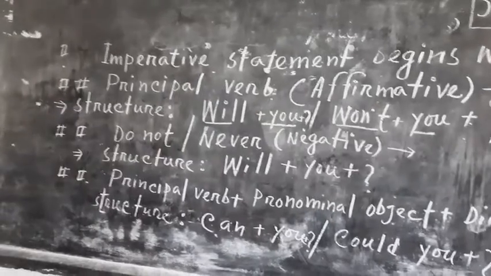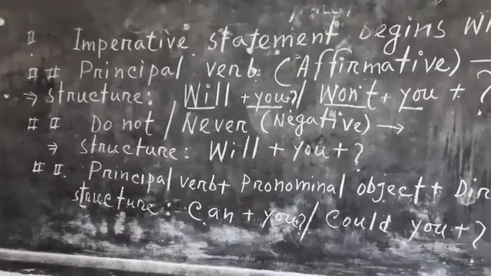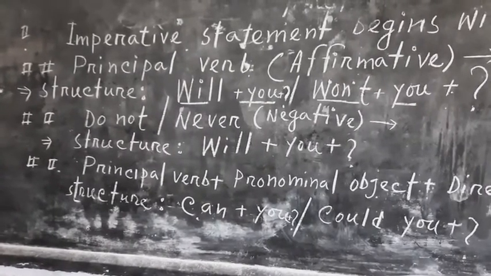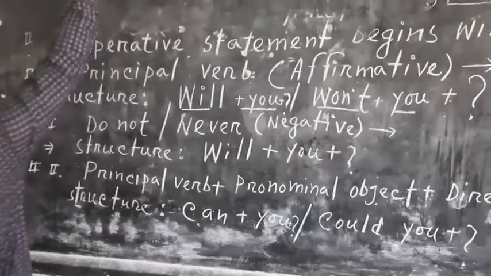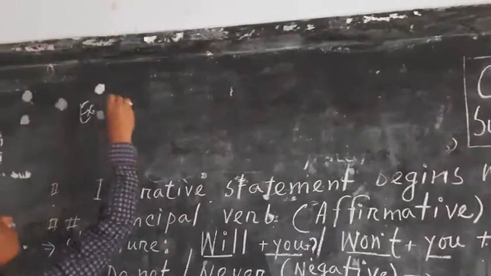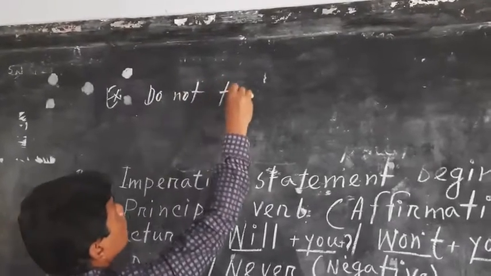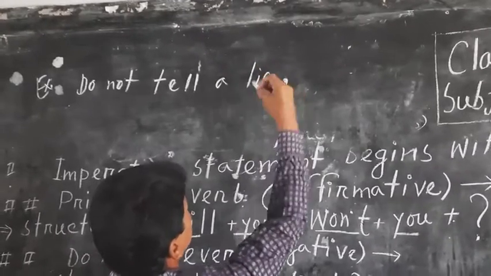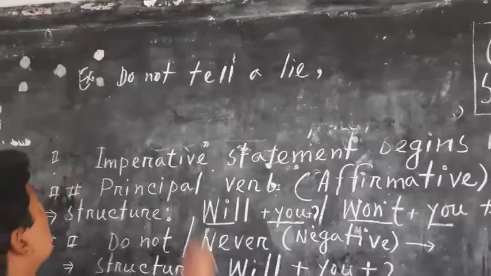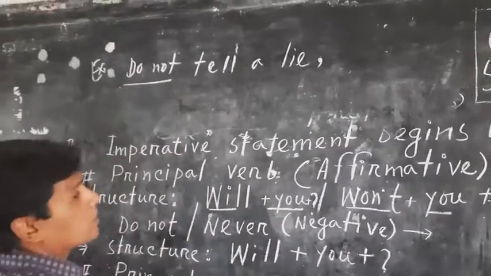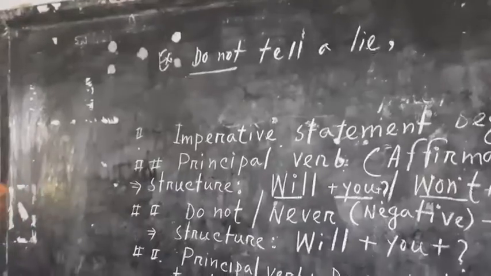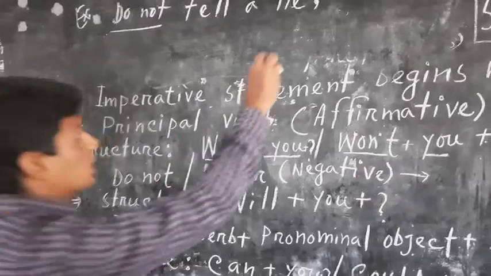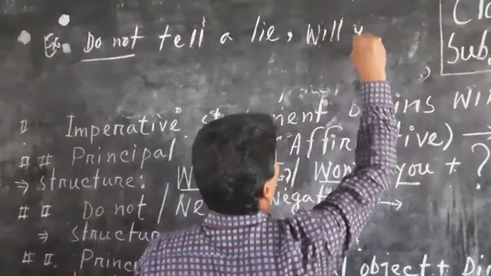If the imperative statement begins with don't or never, the structure would be will plus you plus note of interrogation. Such as an example, don't tell a lie. The sentence begins with don't. The structure would be will plus you plus note of interrogation. Will you?